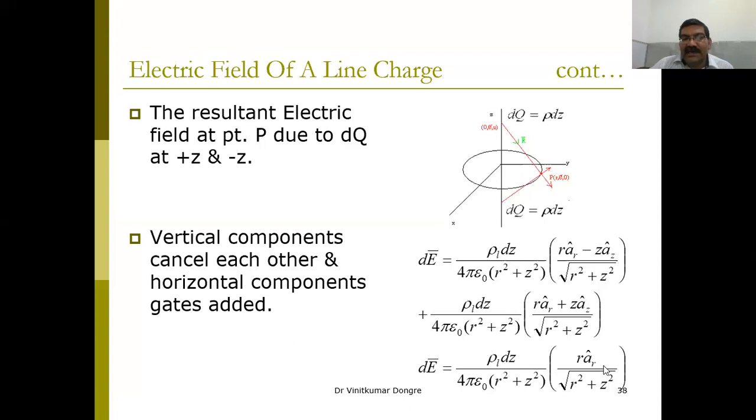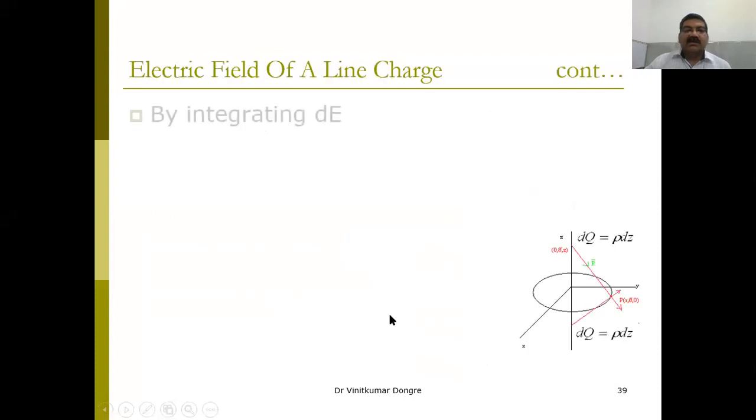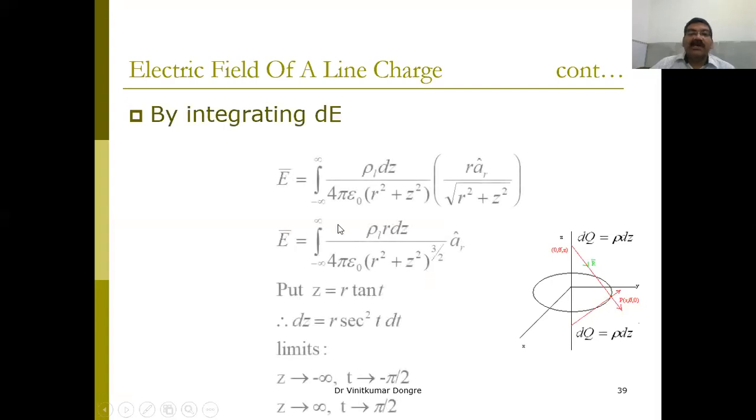So it gets added, but we need not write 2 ar because we are not going for it in terms of numbers. This is the formula we are trying to develop. So that's why it is taken in terms of the general ar. Okay. Now, by integrating, what to do? We have this point, we have this point. Due to both the points, what is the electric field intensity at point P? So that we got. Now we can integrate this.